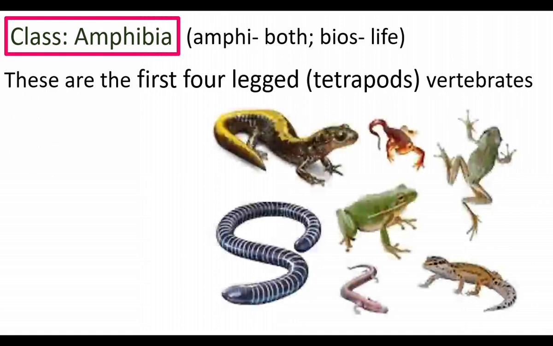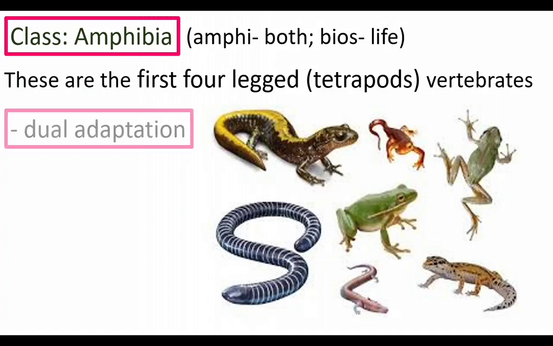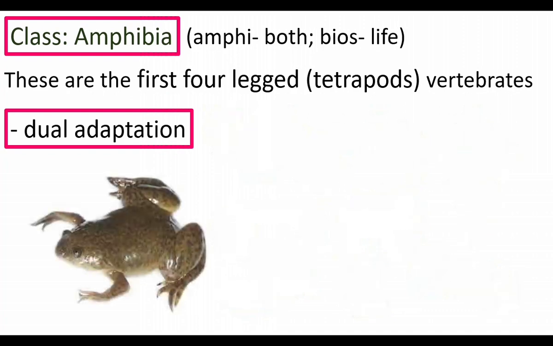This group includes lizard-like amphibians. They have legs. And snake-like amphibians are also there. They have dual adaptation. They live in water and on land. Their body is divided into head and trunk. There is no neck in between head and trunk.